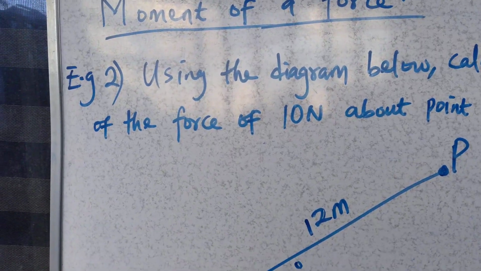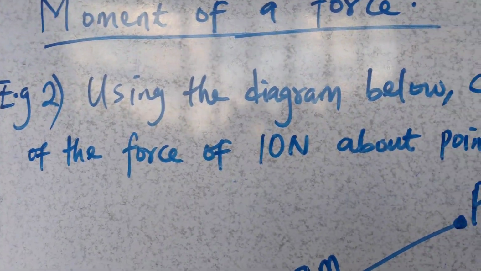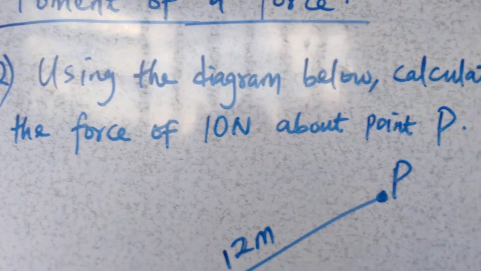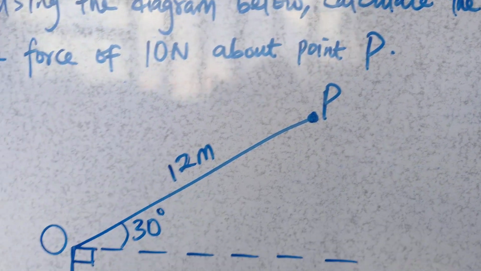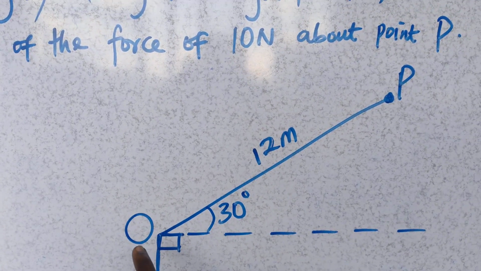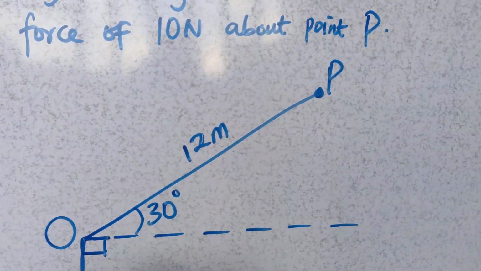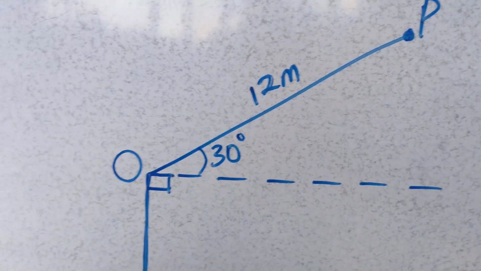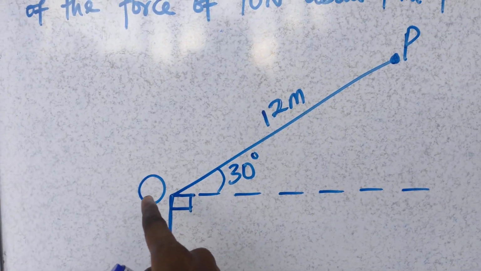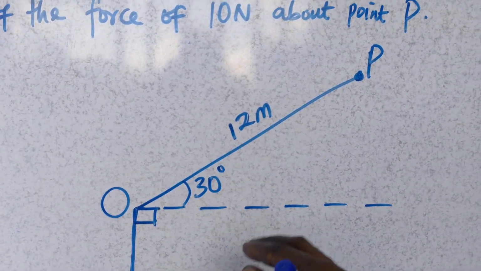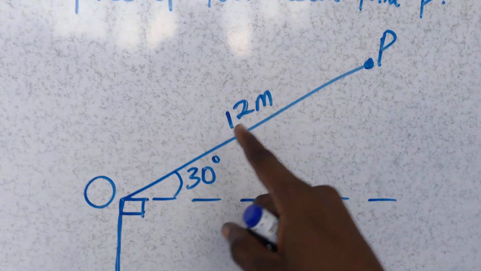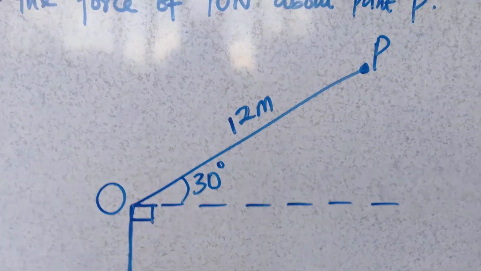Alright, we have another question on the board. It says, using the diagram below, calculate the moment of the force of 10 Newton about point P. Now this is point P. You see that this other point is point O, and there is a diagonal line. The distance on this diagonal line is 12 meter. Then you have a vertical force of 10 Newton, and a horizontal, and the angle of inclination between this 12 meters distance and the horizontal is 30 degrees.